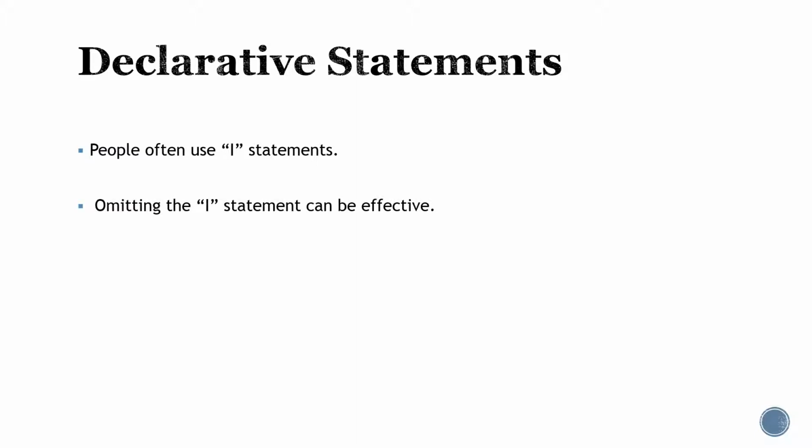Sometimes when someone speaks their opinion, they use an I statement at the beginning of the sentence. This allows the person listening to know that it is that person's belief. In academic writing, omitting the I statement and just stating the claim can be an effective approach.